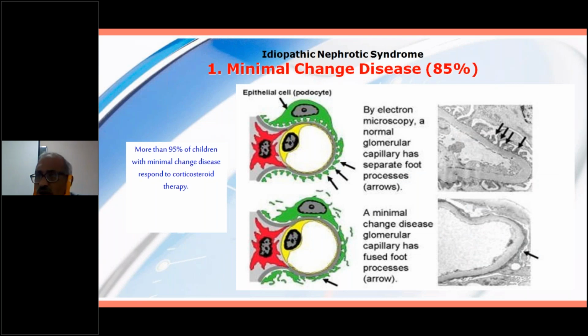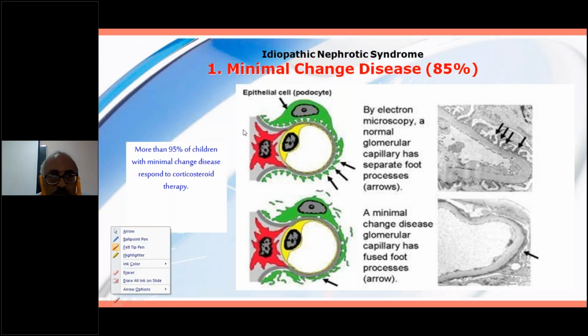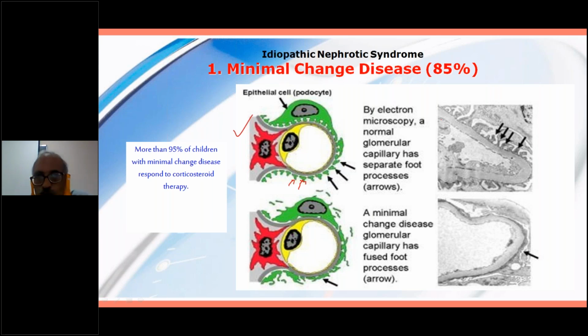Now, this is minimal change. What do you mean by minimal change? This is the diagrammatic explanation when we do the biopsy. Here is a glomerulus, and the normal epithelial structure is shown in the above picture. Here you can see small processes. These are the epithelial foot processes. During minimal change, they get effaced because these foot processes are gone. Actually, they become flat.